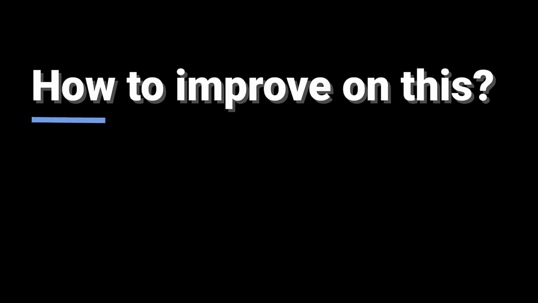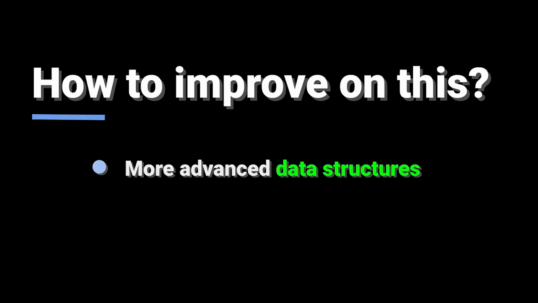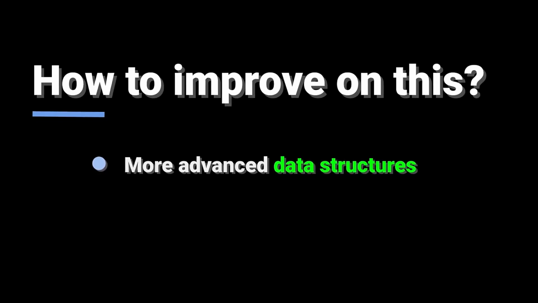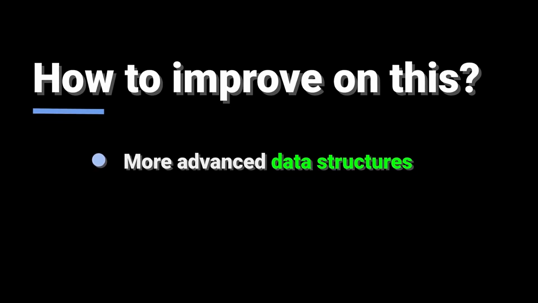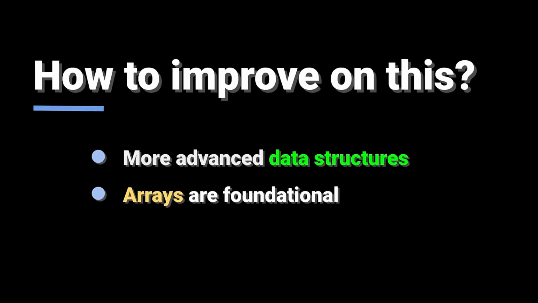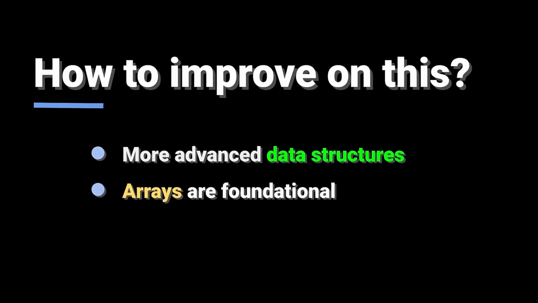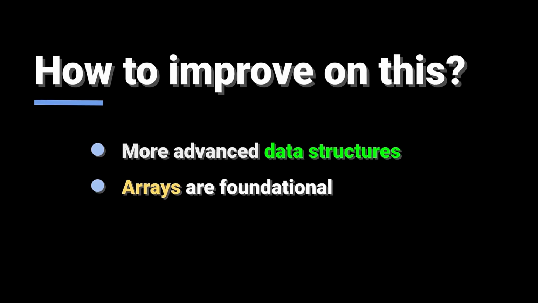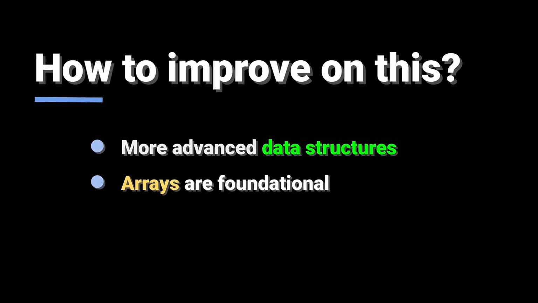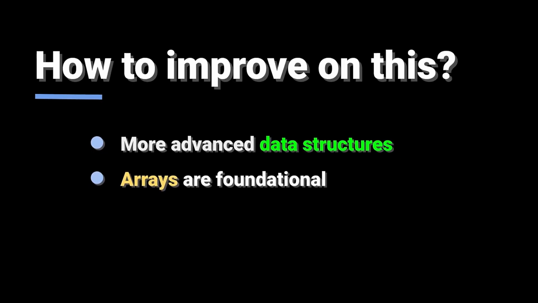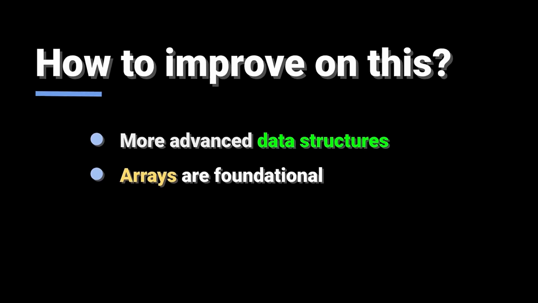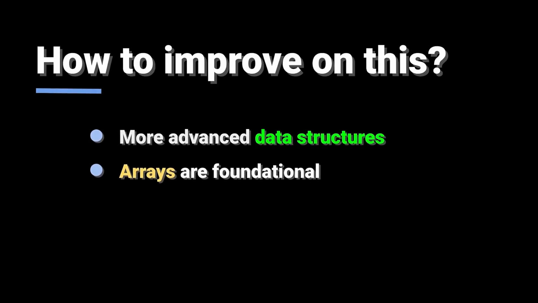How do we make this better? This is where more advanced data structures come in. But it's not actually possible to understand more advanced ones without a solid basis in arrays, funnily enough. They're foundational. For example, hash tables. These are often implemented as a combination of arrays and linked lists. So yeah, you might be able to understand what a hash table does, but not how it does it.